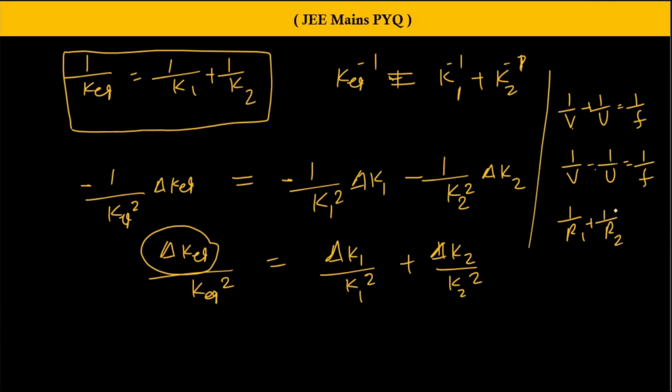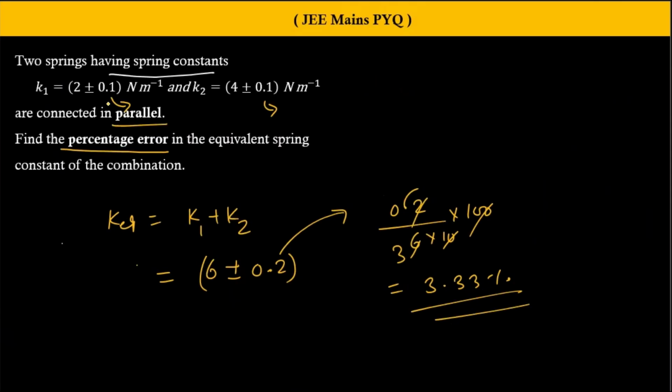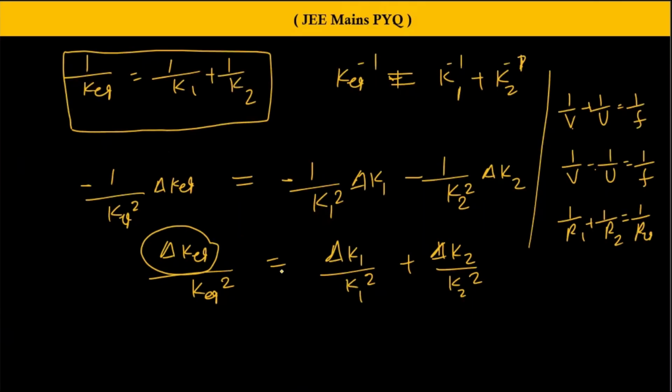I mean, when you are adding resistances in parallel, in that case also you can use this thing. So ये काफी हेल्पफुल है. अब यहाँ पे अगर मैं यूज करके बताऊं तो देखो, डेल्टा k1 हमें पता है 0.1, डेल्टा k2 हमें पता है 0.1. ओके, k1 k2 का वैल्यू पता है, you simply put it here.